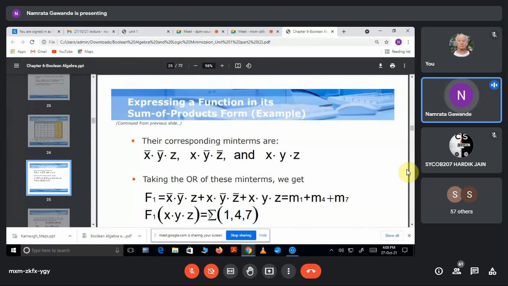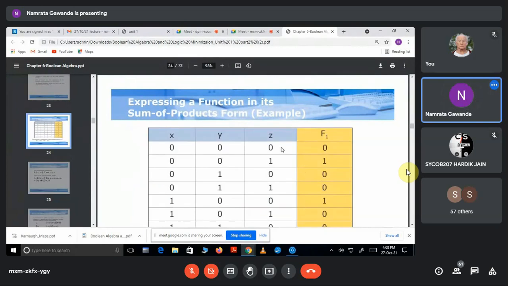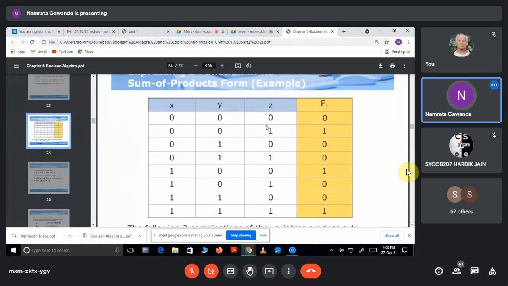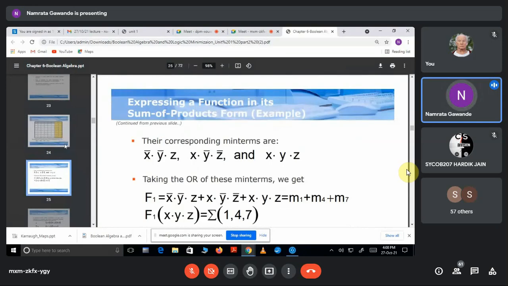Min terms are always represented with the summation sign. So this is written in terms of this function, and it is also written as summation of 1, 4, 7. Here you can see 0, 1, 2. You can also calculate directly. This is the term representing the decimal value 1, and this is the term representing the decimal value 4. So directly also you can calculate once you understand this topic, right?